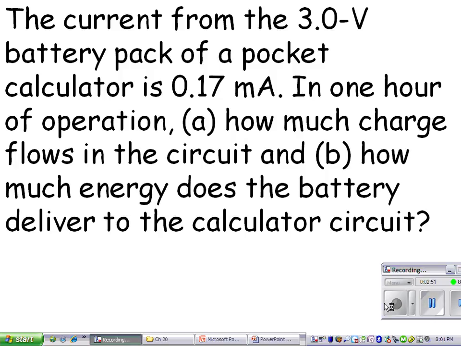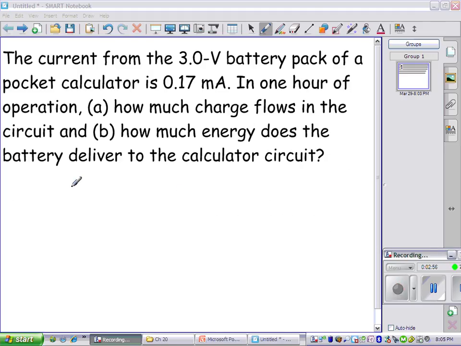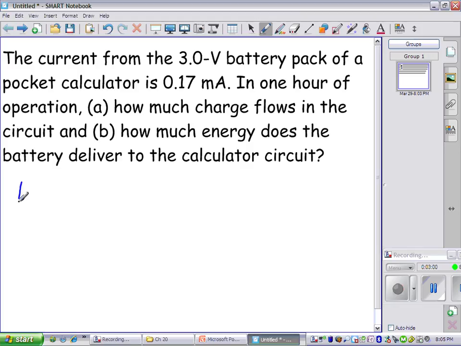And what we're going to do is use our equations. So we're going to write our equation down here. We're going to use the equation I equals Q over T, and we want to solve for Q. So we want to solve for how much charge flows in the circuit. So Q equals I times T.